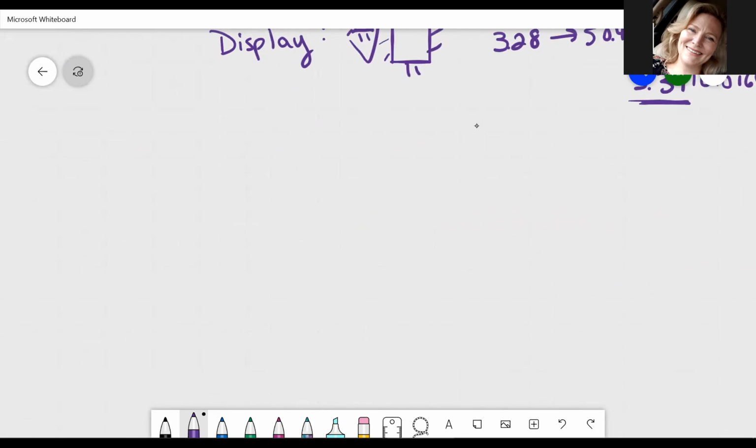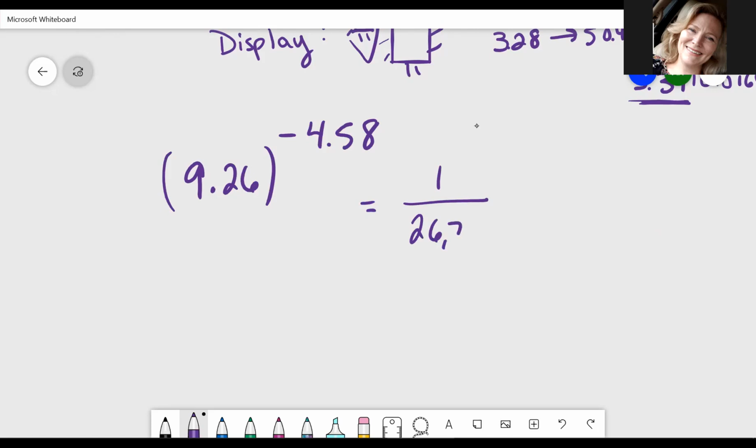It is. All right, if you've got, say, 9.26 raised to the negative 4.58 power. Remember, when I have that negative sign in front there, that's going to be the reciprocal. So this is going to be 1 over 9.26 raised to the 4.58, and it winds up being 26,734.18.